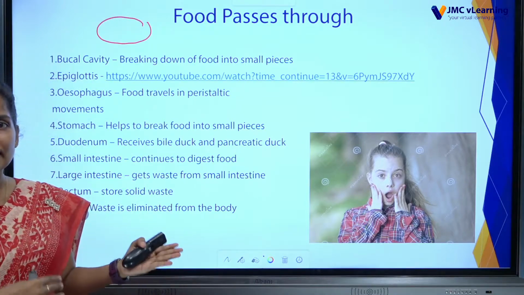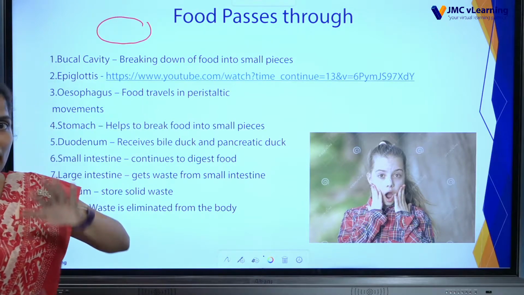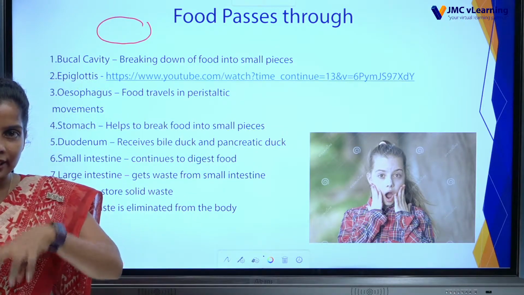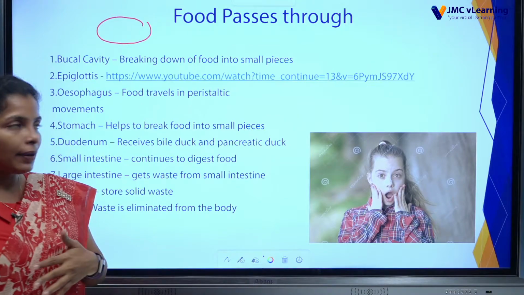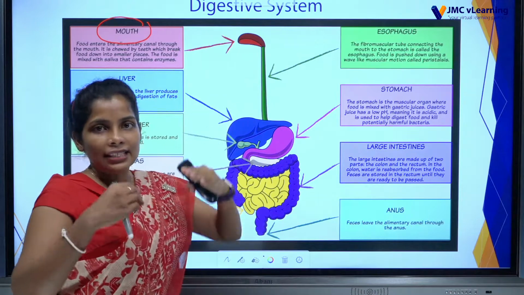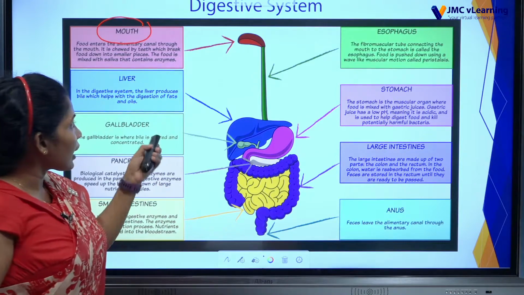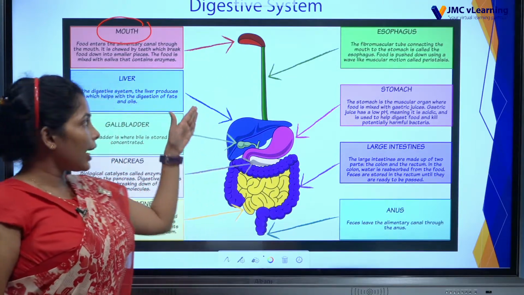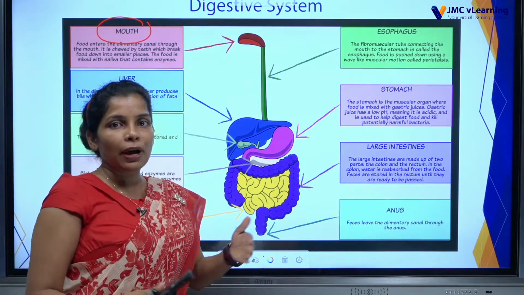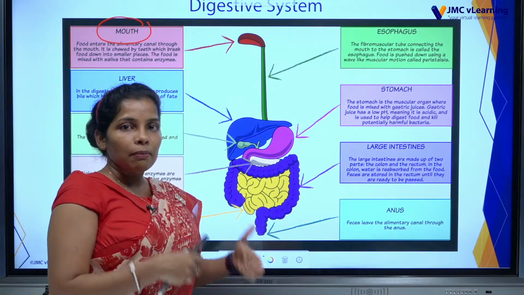Mouth is one part of the digestive system, but we are going to discuss the buccal cavity. The buccal cavity is for breaking down food into small pieces. We consider the mouth as the buccal cavity. Food enters the mouth and there are some enzymes in the mouth. A chemical reaction takes place, that means starch goes to maltose by using amylase.